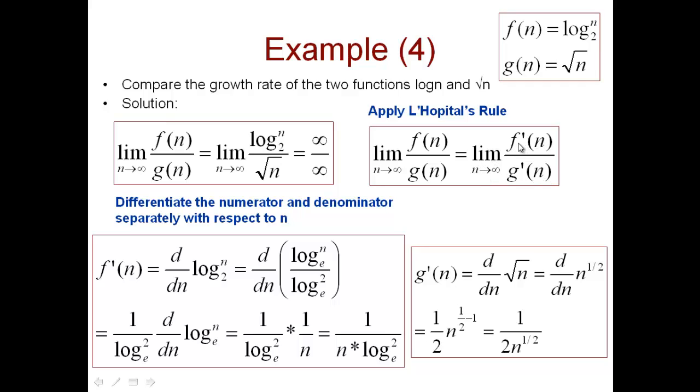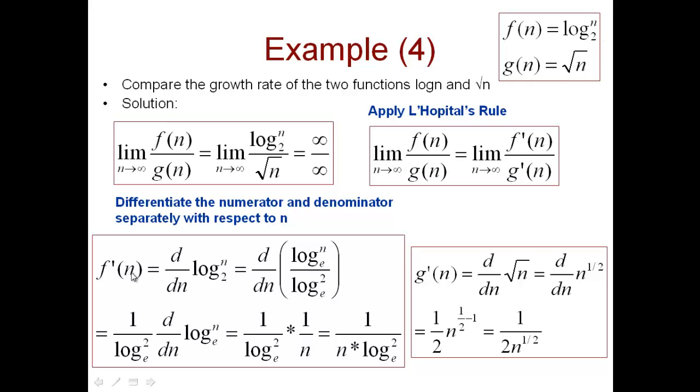And what is f prime of n? It is nothing but the differentiation of f of n with respect to n, represented as f prime of n. Similarly, g prime of n is the differentiation of g of n with respect to n. So in this case, these are our f of n and g of n, so we have to differentiate these two functions. Let us do one by one.